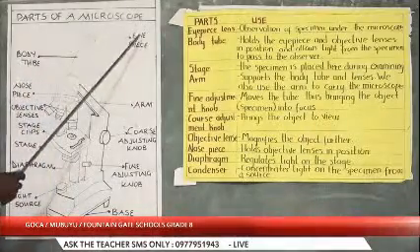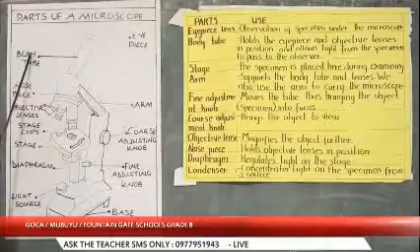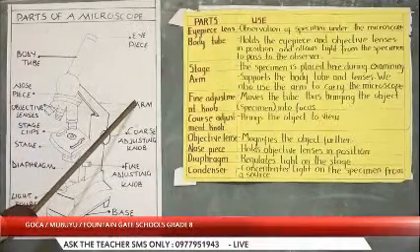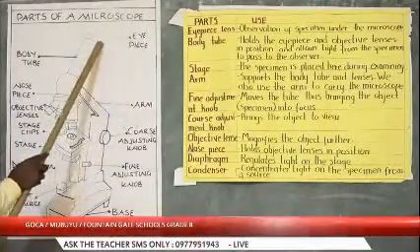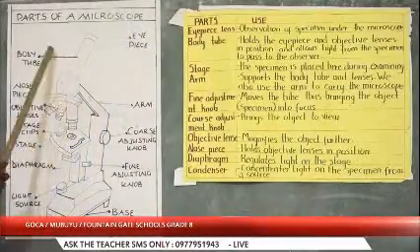Okay, so at least we know the function of the eyepiece, we know the function of the body tube, and we know the function of the arm. So we know that the eyepiece is used for observation of the specimen under a microscope.